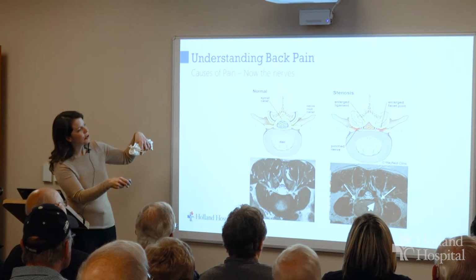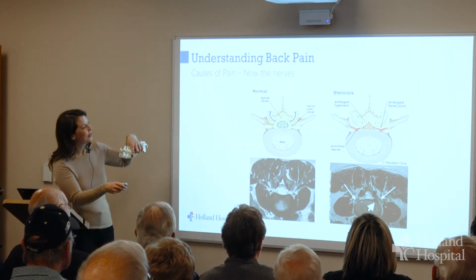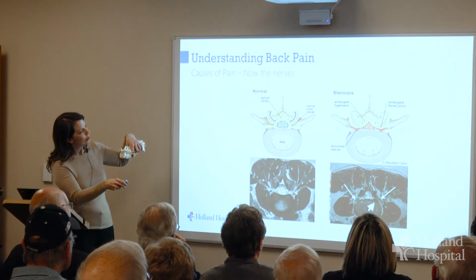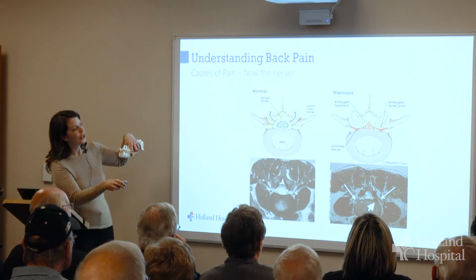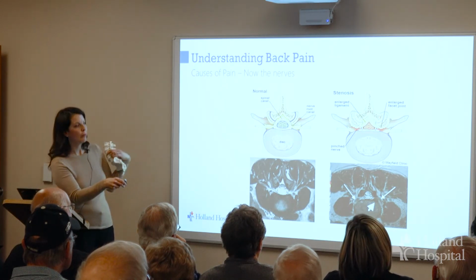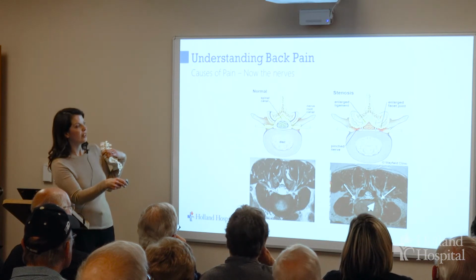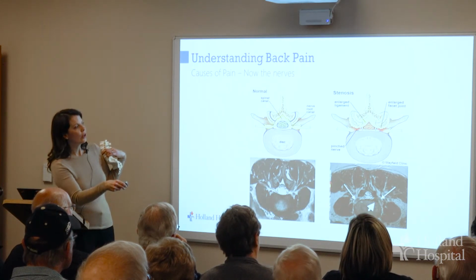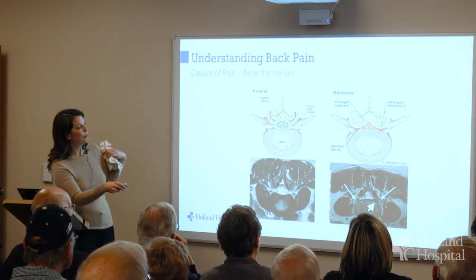And then this diagram is showing you what can go wrong or what can change. So the facet joint you see here is enlarging. That enlargement, that hypertrophy, is going to narrow space, the spinal canal, and it's also going to narrow that foramen, that neural foramen that the nerve is exiting through. This ligament here can start to thicken.